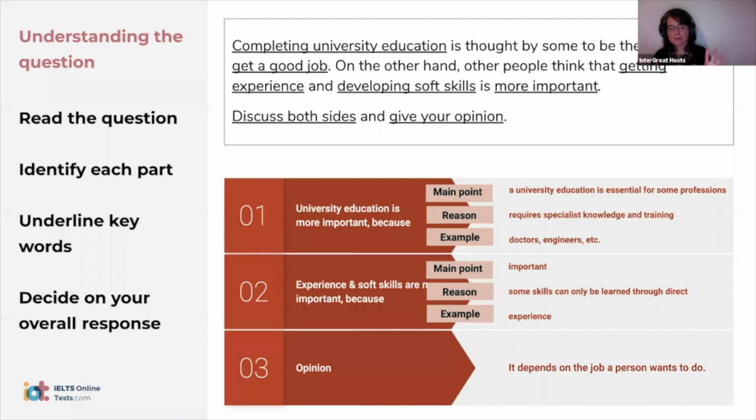Okay, so I've done this. I know what I want to say. I know what my arguments are, and I know what my specific examples are. So now I can start writing.